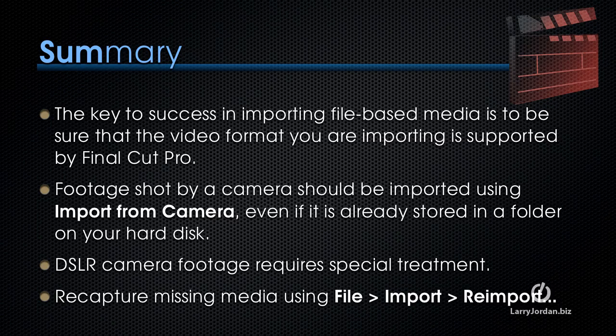The key to success in importing file-based media is to be sure that the video format you're importing is supported by Final Cut Pro. Footage shot by a camera should be imported using Import from Camera, even if you've taken it from the camera or the card and stored it in a folder on your hard disk. If you're bringing it into Final Cut Pro for the first time, use Import from Camera. DSLR camera footage requires special treatment, and we'll talk about that in the next movie. And finally, to recapture missing media, select the clip and then select File, Import, Re-import from Camera or Archive.